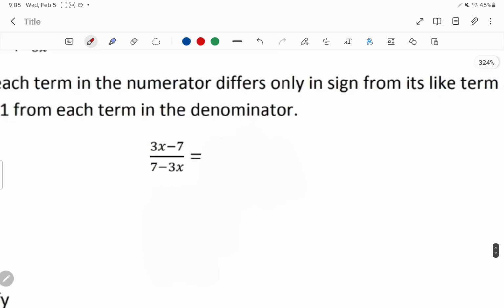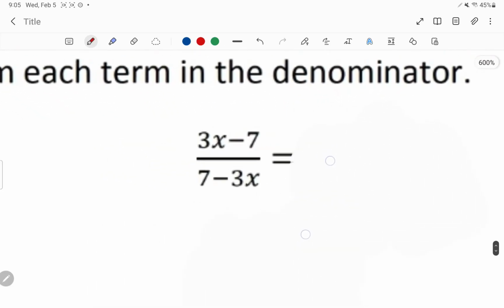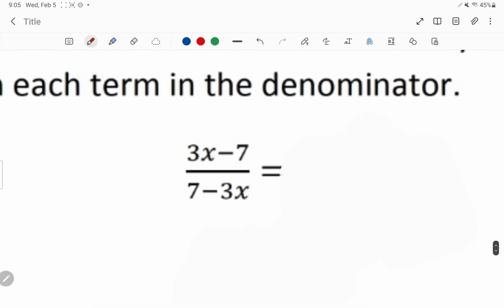Now this one, I like this one a lot. It's very simple, but a lot of people get confused whenever it comes to this. Here, we have 2 things that look very similar, but at the same time, they're not very similar. They're not the same thing, at least not yet. Over here, I have a positive 3x, and down here, I have a negative 3x, and negative 7 and positive 7. So as of right now, I can't cancel anything out. Okay? So guess what I can do?